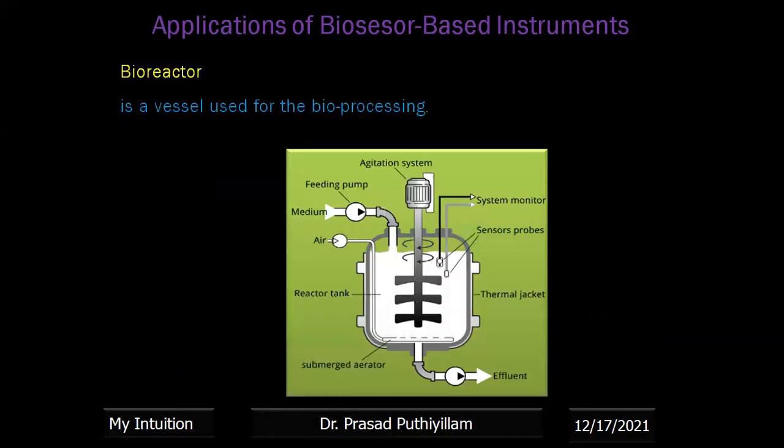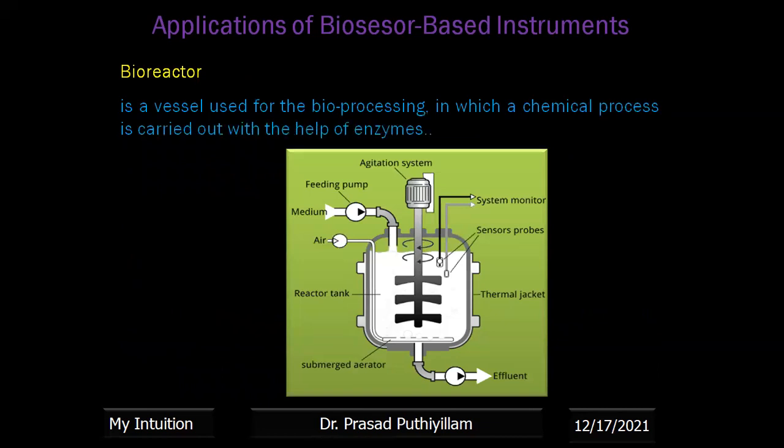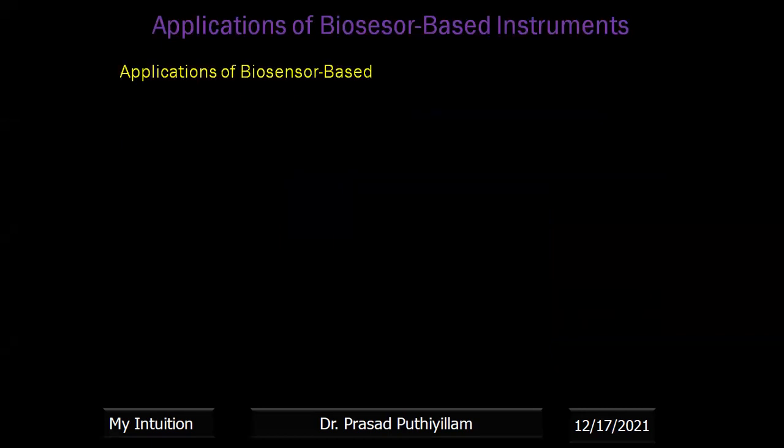A typical bioreactor is represented here. A bioreactor is a vessel used for bioprocessing. It is a chemical process which is done with the help of enzymes. It consists of a system monitor, system probes, thermal jackets, a submerged aerator, the reaction tank, and the agitation system, through which the air and the medium are pumped and made to react.